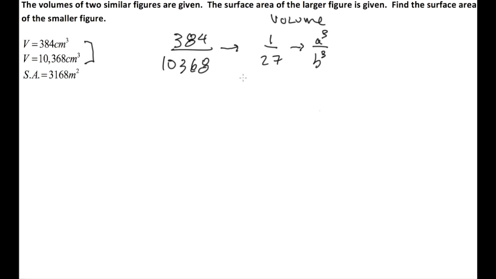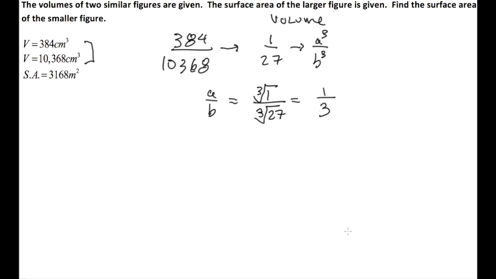Well, remember again, we need to know our scale factor. We need A over B. So how do I get rid of the little 3 over here? Cube root on top and bottom. So A over B is going to equal the cube root of 1 over the cube root of 27, and we'll get 1 over 3.